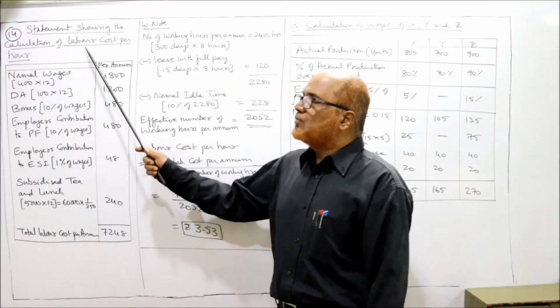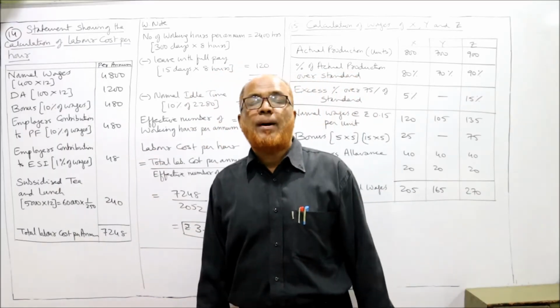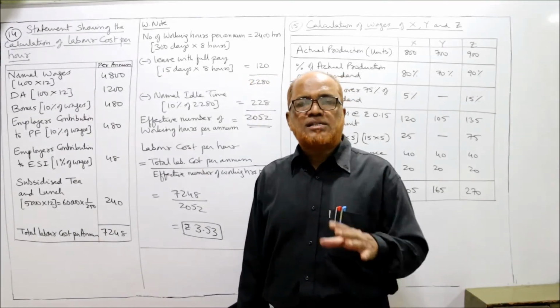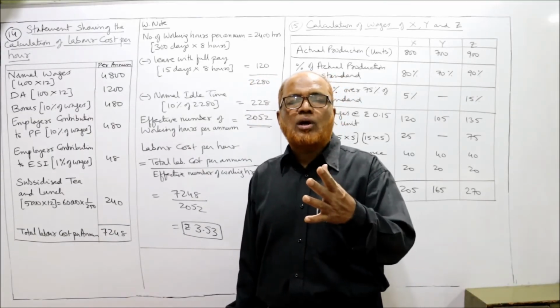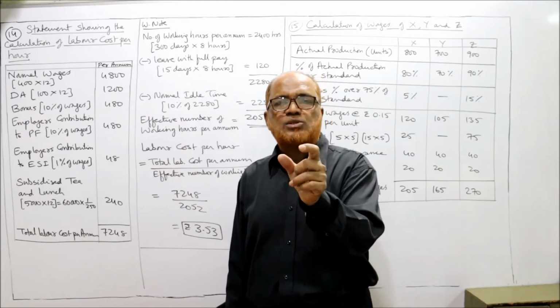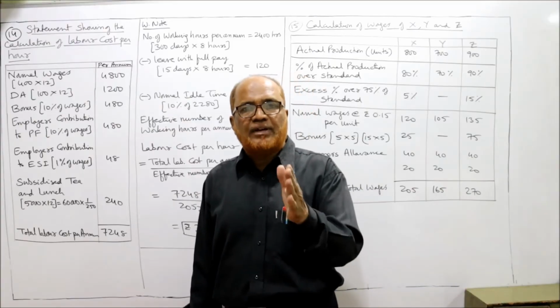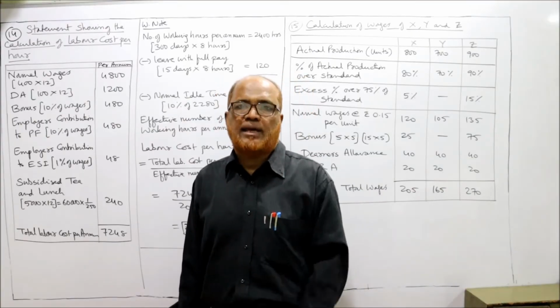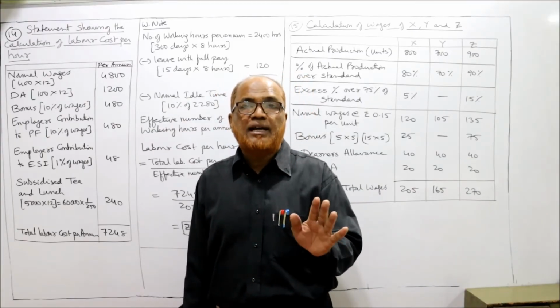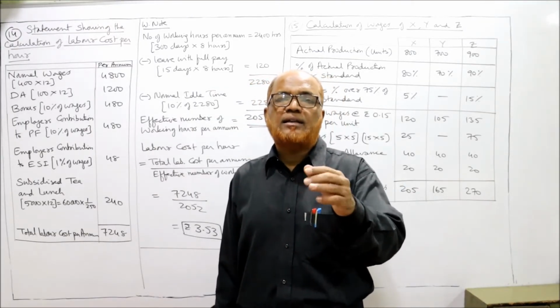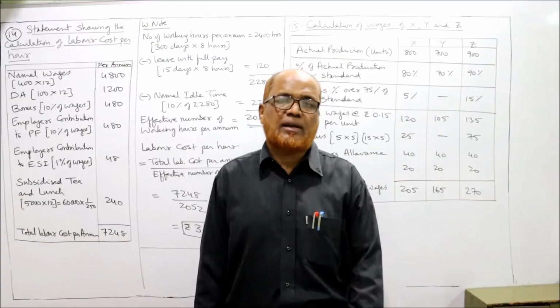First we calculate what is the labor cost per annum. For 1 year, how much is the labor cost? See here, when we are calculating labor cost, we add up all the expenditure incurred by the employer on the employee, whether in cash or non-cash. We will not make any deductions. Deductions will be made when we are required to calculate the cash amount to be paid to workers.